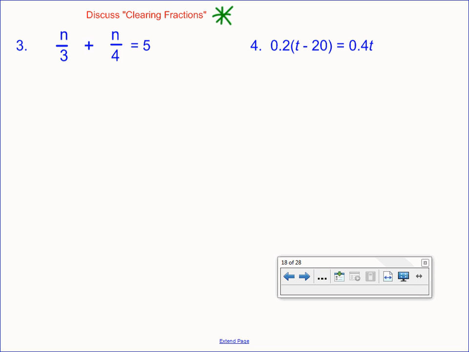Fractions, the F word, fractions. We're going to go ahead and multiply everything, both sides, by the least common denominator. So we're going to multiply by the least common denominator as our strategy to clear the fractions. Then we'll have an equation that doesn't have fractions going on. So in one fell swoop, we can do that.